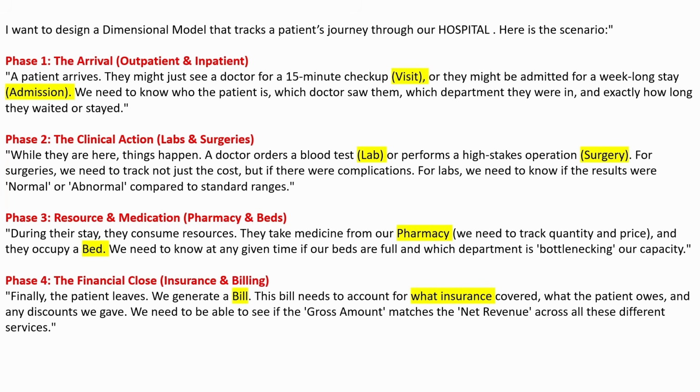And those facts and dimensions we will be creating. In phase 3, that patient also requires some kind of medicines, and we also need to store the bed occupancies, how many beds we have and how many beds are occupied. All those details we will be storing in phase 3. And in phase 4, we will be generating the bill, and we will be checking if the patient is going to pay the bill, or if he has some kind of insurance, so that he can claim insurance and the insurance company will be paying the bill. So this complete scenario, we are going to model based on facts and dimensions.